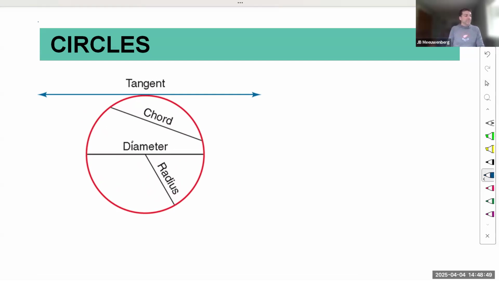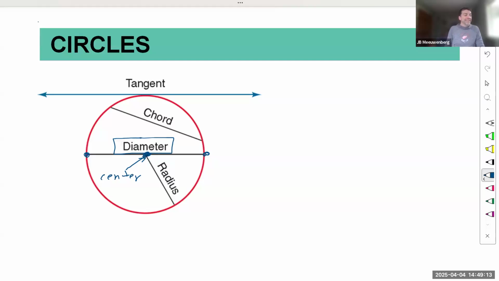Let's start with the diameter. If you, first of all, find the center of your circle, that's the center, and you draw a line from one side of your circle to the other side, going directly through the center, that is called the diameter. It's the distance from one side of the circle to the other.